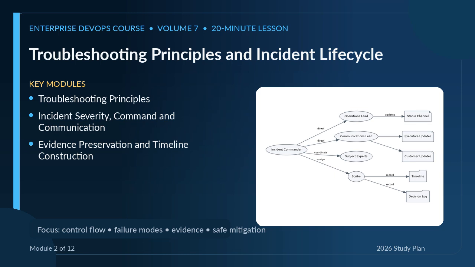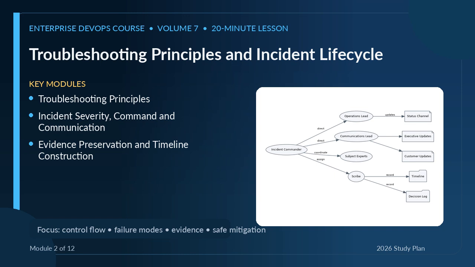Criteria should include availability, data integrity, security, regulatory. Updates should state impact, current action, risk, and next update time. Avoid unverified root cause claims during active response. Use one authoritative status channel. Protect responders from parallel execution. Draw the architecture and identify the safest evidence or tests for incident severity, command, and communication.